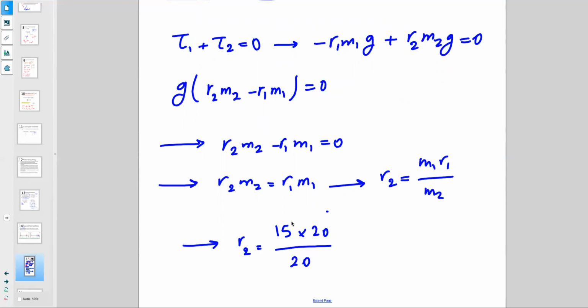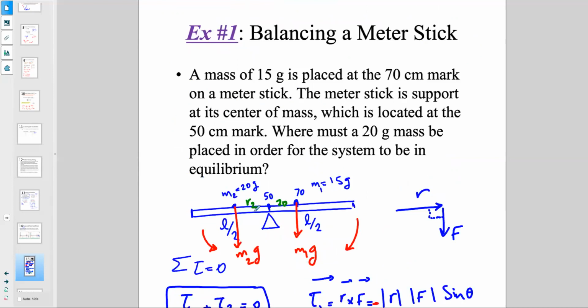So 15 grams, 20 grams, and then this is 20 centimeters, okay? So this gram and this gram will cancel out. This 20 and this 20 will cancel out. We have 15 centimeters left. So 15 centimeters is this R2, okay?